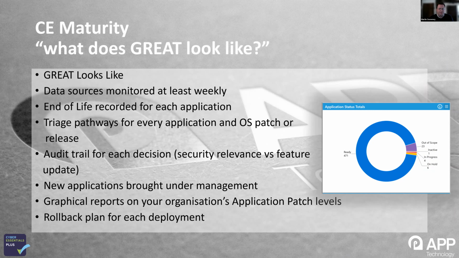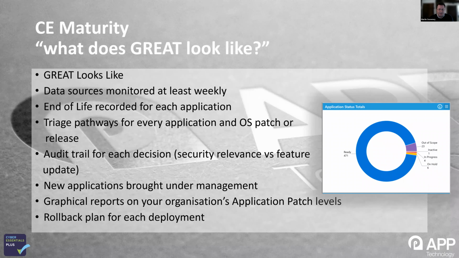New applications brought under management. Bringing any new applications under management by default is the smarter way to reduce software creep and the subsequent workloads to remove it. Graphical reports. We recommend that you make patch level reporting graphical and available to stakeholders via scheduled reporting, making this part of internal service reviews. And finally, have a rollback plan for every release and include the trigger point in your documentation. Shouldn't be a surprise. So that's what great looks like.